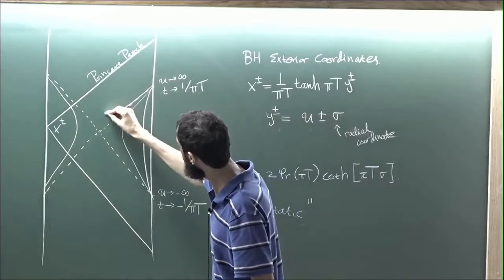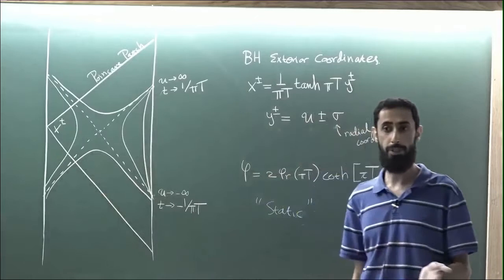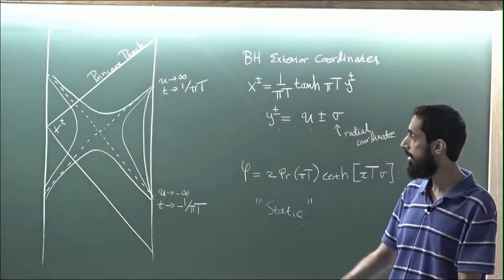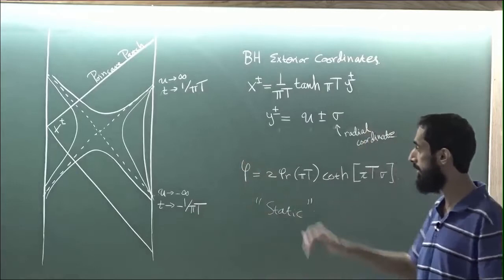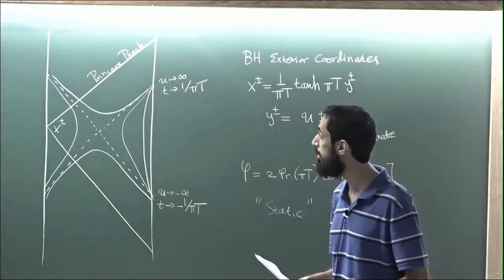Which is the usual thing that you have for an eternal black hole. You have lines of constant r, the Schwarzschild radial coordinate. They look something like this. Phi is like r. Okay? So really, this is an eternal black hole. And if you ask me where the singularity is, some people draw it here.